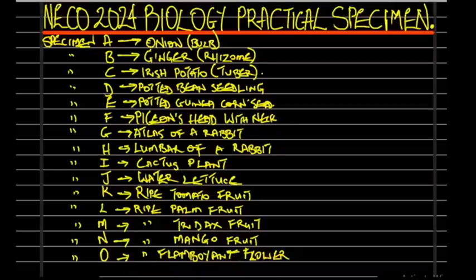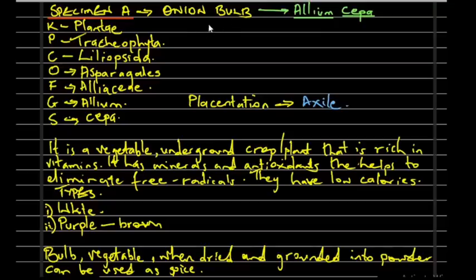So we'll be picking all of these one after the other as we explain questions, or we explain characteristics, we explain so many things about each of the specimens. So let us go straight into that. Now, picking the first specimen, specimen A, which happens to be the onion bulb. The botanical name for onion bulb is Allium cepa.